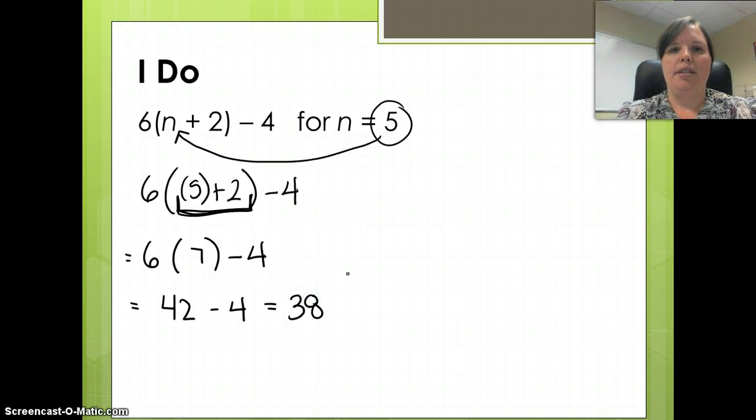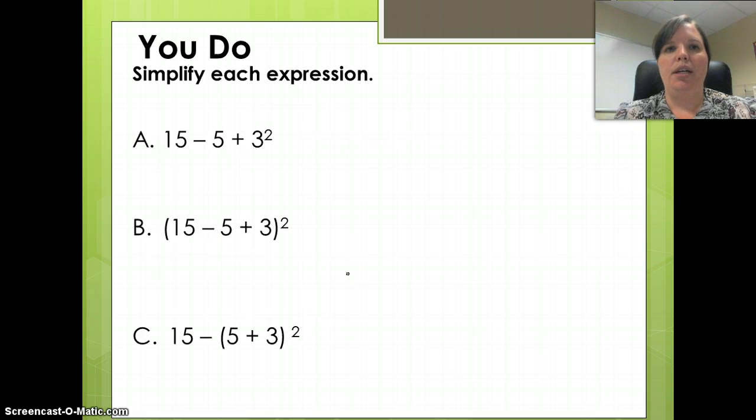So take a minute. This is basic review, hopefully, and try each of these three expressions. The thing about them is they all have the same numbers, but just to prove that parentheses make a big difference, they have parentheses in different spots. So pause the video, and if you're ready to go, here we go.